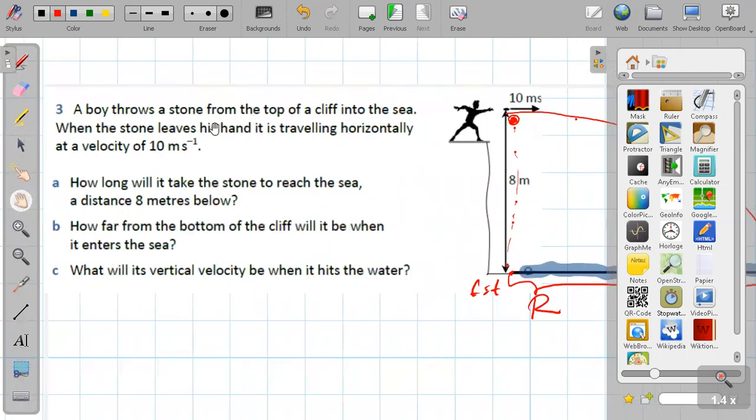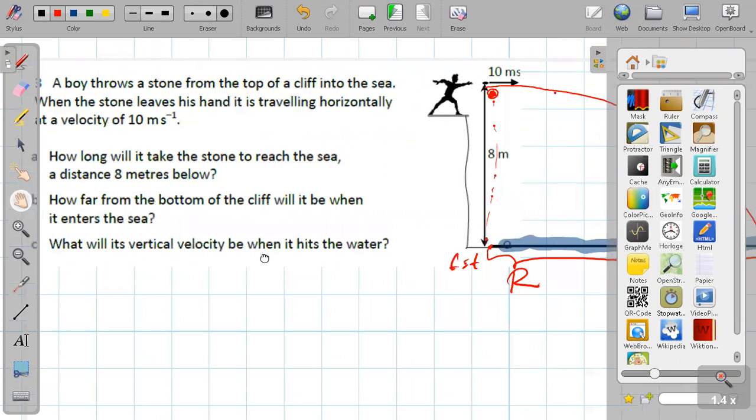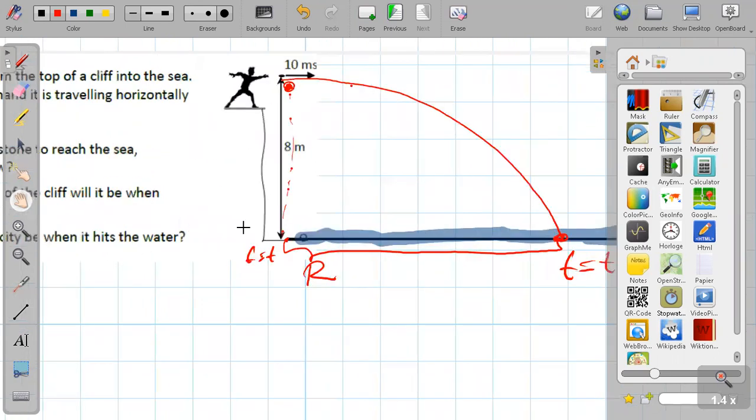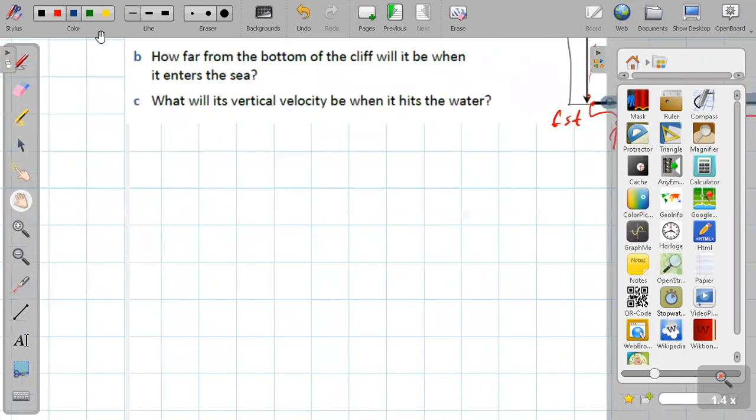The boy throws a stone from the top of a cliff into the sea. When the stone leaves his hand, it is traveling horizontally with 10 m s^-1. How long will it take the stone to reach the sea, 8 meters below? Right. Here, what I have to do is consider the vertical motion only. What do I have to consider? The vertical motion.